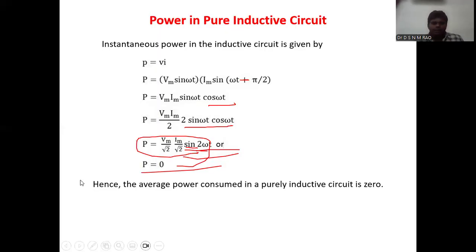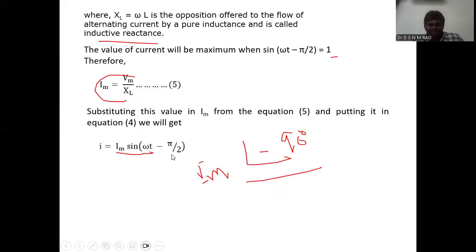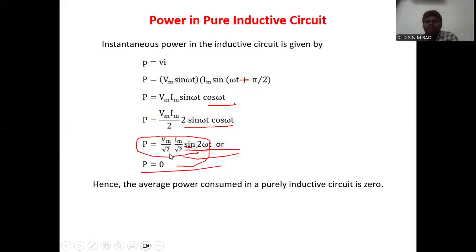So in a pure inductor, current lags voltage by 90 degrees. That means the phase angle between voltage and current equals 90 degrees. Voltage leads current by 90 degrees, or current lags voltage by 90 degrees, in a pure inductor.